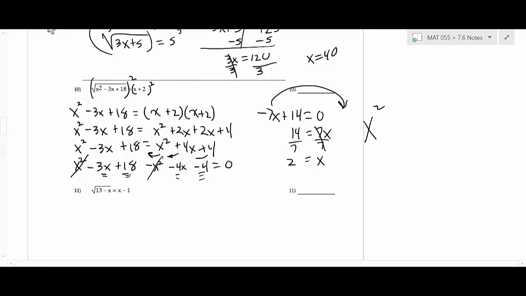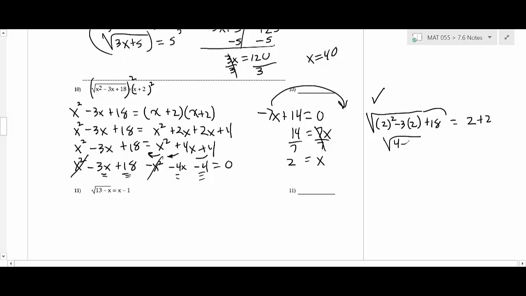Now, that is a potential answer, okay? Because we don't know, so you got to check, whether you like it or not. So let's go ahead and see if that worked. Those of you that checked it, did it work? Yes. Okay, let's see. So I'm going to write this as 2 squared minus 3 times 2 plus 18, and then we're going to see if that's equal to 2 plus 2. Okay? So let's see. This is going to be under the radical. That's going to be 4 minus 6 plus 18. So that's going to be 16. Square root of 16 is 4. Is that 2 plus 2? Mm-hmm. Indeed. So that is the definite answer to the problem. We're done. Okay? Any questions about that?